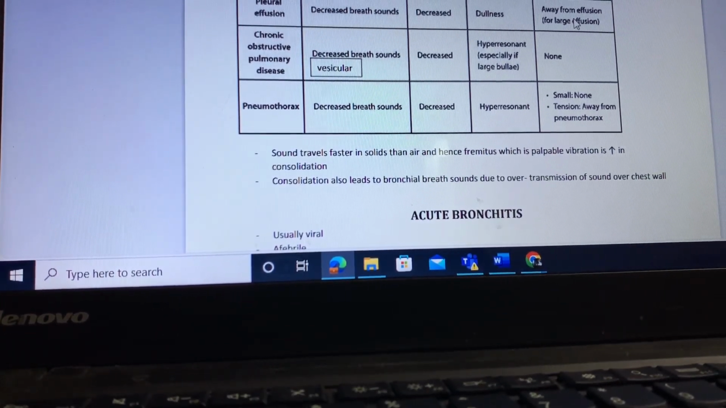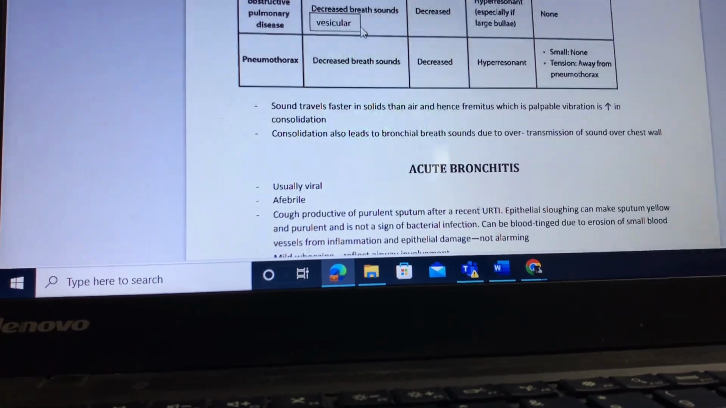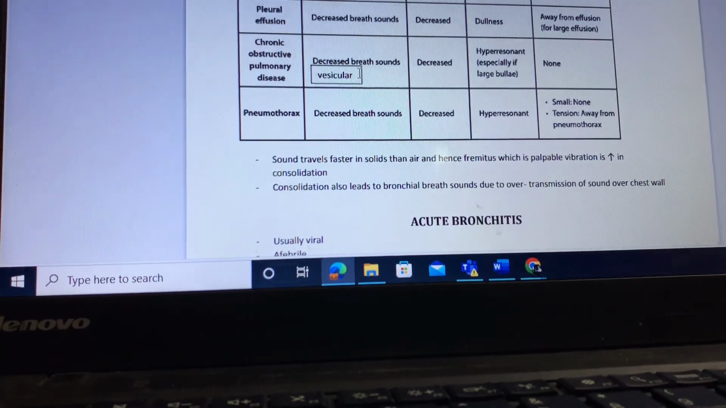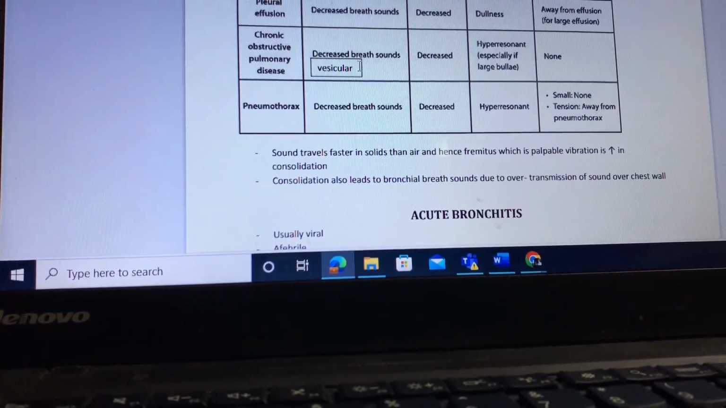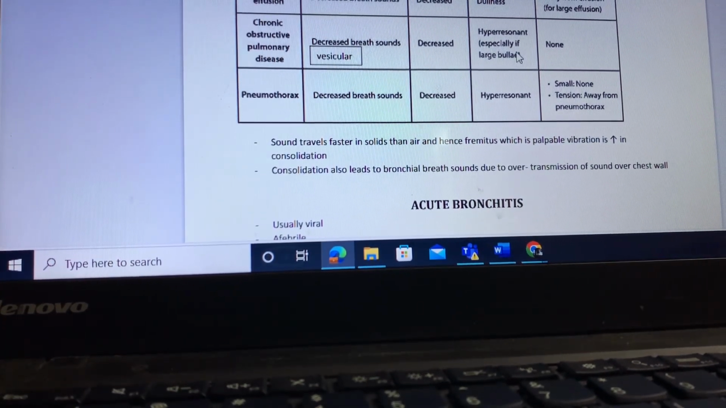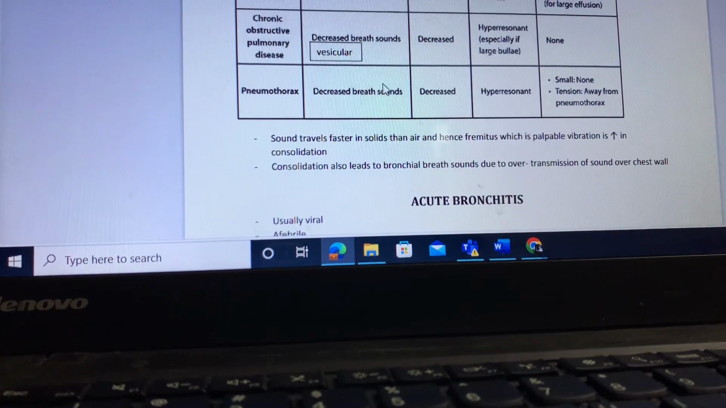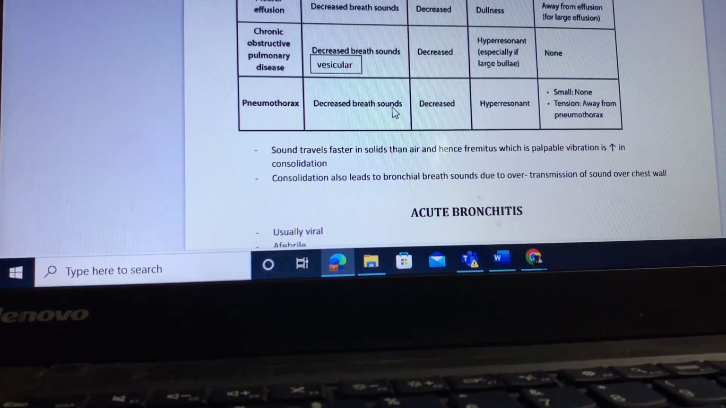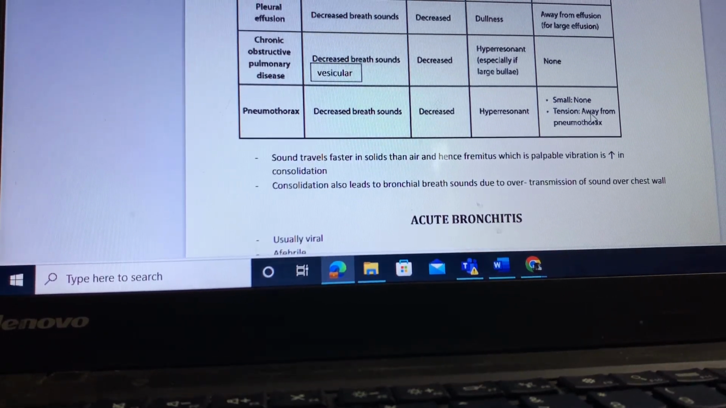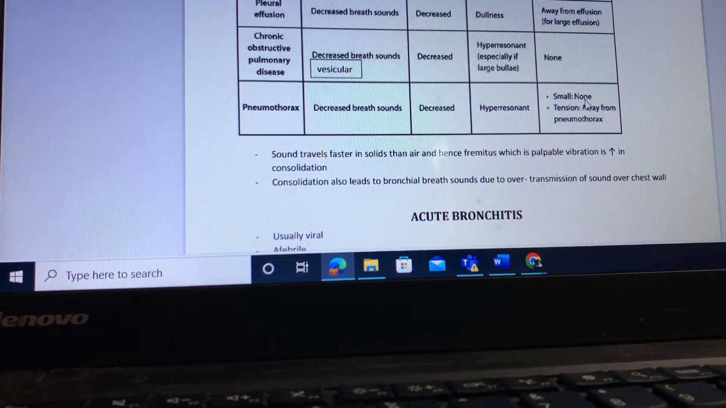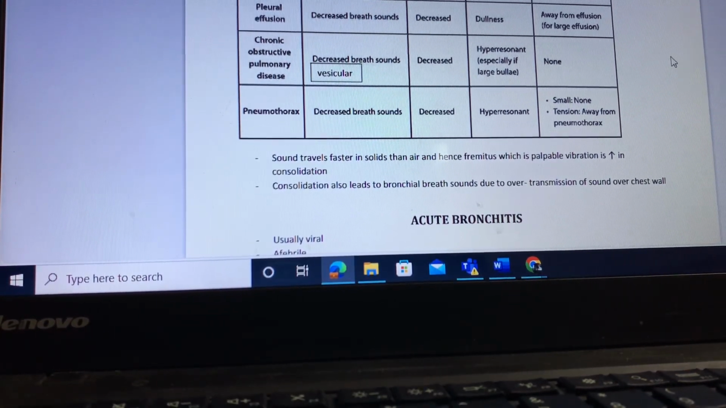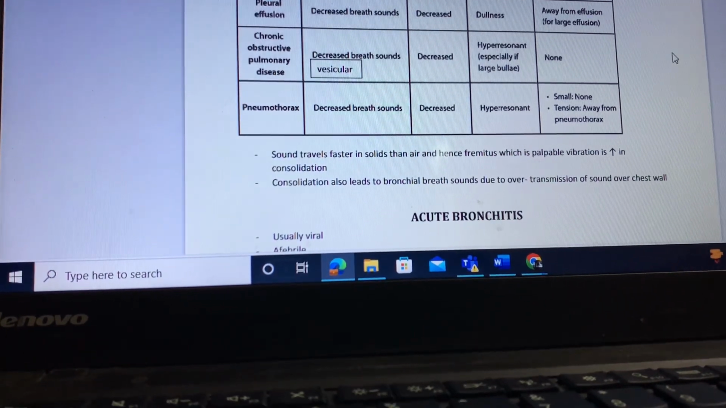Okay. And in case of COPD, there are decreased breath sounds, and these are usually vesicular sounds, but decreased. And there is decreased fremitus. There is hyperresonance if there are large bullae, because obviously there's a lot of air entrapment, and there's no shift. In case of pneumothorax, again, decreased breath sounds, and there is decreased fremitus. There is hyperresonance on percussion, and if it's a small pneumothorax, there's no shift, but if it's a tension pneumothorax, obviously it's going to be pushing the mediastinum, so there's going to be mediastinal shift.